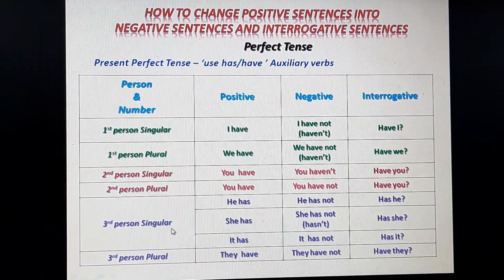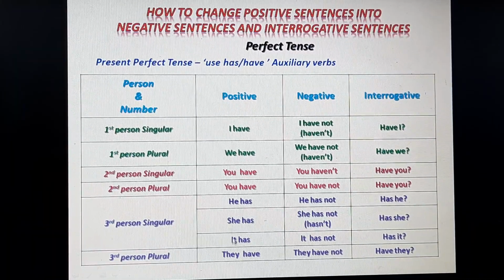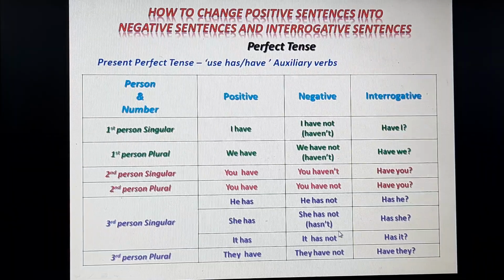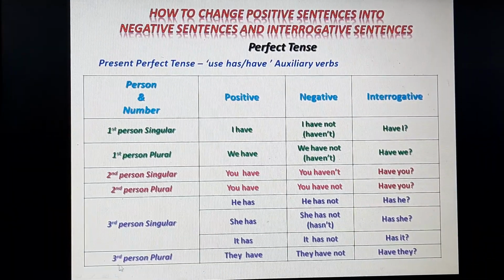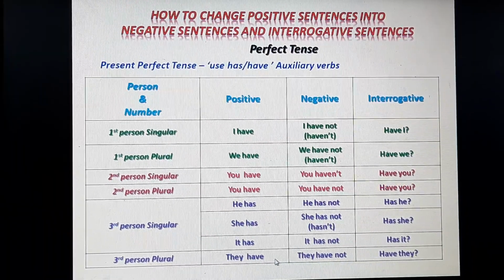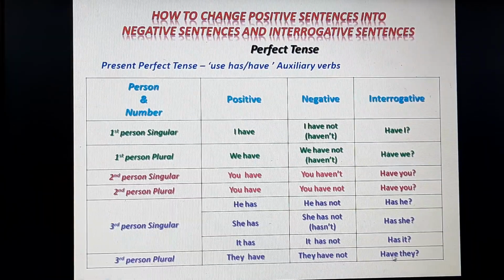In the third person singular, he has, he hasn't, has he. She has, she hasn't, has she. It has, it has not, has it. In the third person plural, in the positive it is they have. In the negative, they haven't or they have not. In the interrogative, have they.